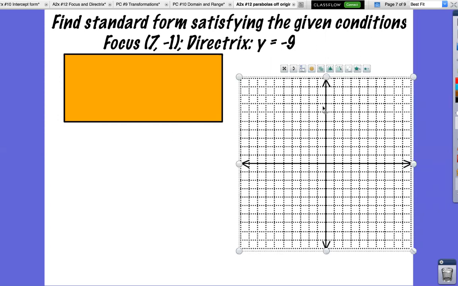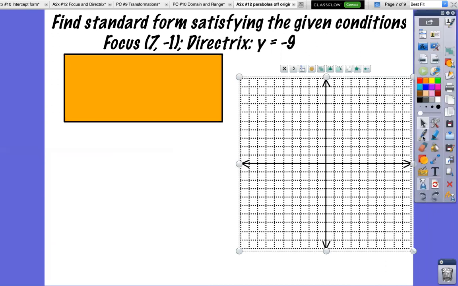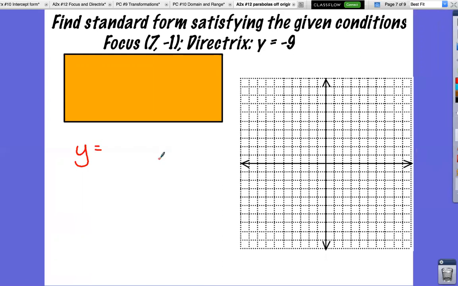So I can start right away saying I know it's going to be y equals. Oh man, but I don't have the vertex, so I can make sense of this first. My focus is (7, -1). That's my focus. My directrix is y equals -9, which is going to be this line. So that's my focus, and this is my directrix. But how in the world do I find my vertex?